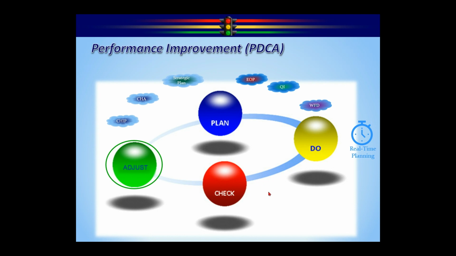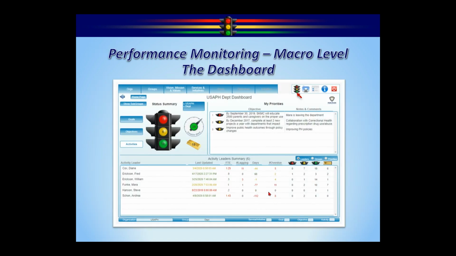So that was micro level performance monitoring, the chart you just saw. Now, we also have macro level performance monitoring. Macro level is the dashboard. So the dashboard is dependent on the particular group that you've selected. So you can have a group and all of its subgroups on one screen.